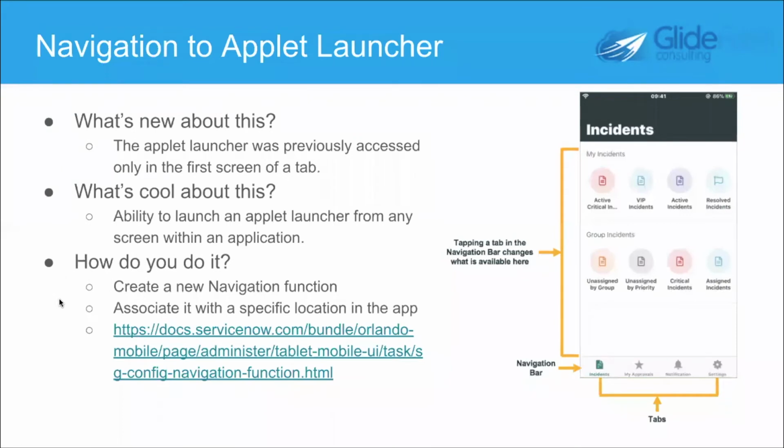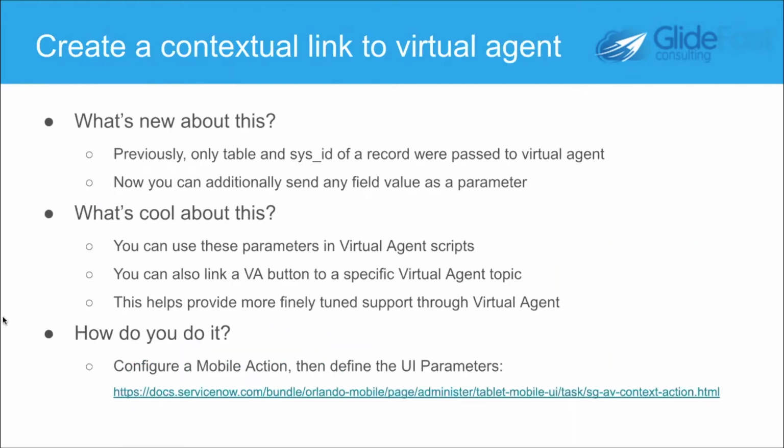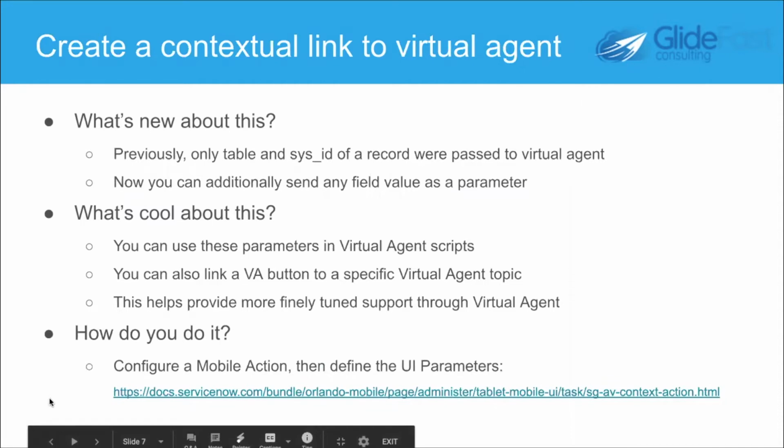Now what you can do is link to, for example, what we're looking at right now, the Incidents Applet Launcher. You can actually link to this page not just from the navigation bar, but from anywhere within the mobile app. You couldn't do that before. This next one is that you can now create a contextual link to Virtual Agent.